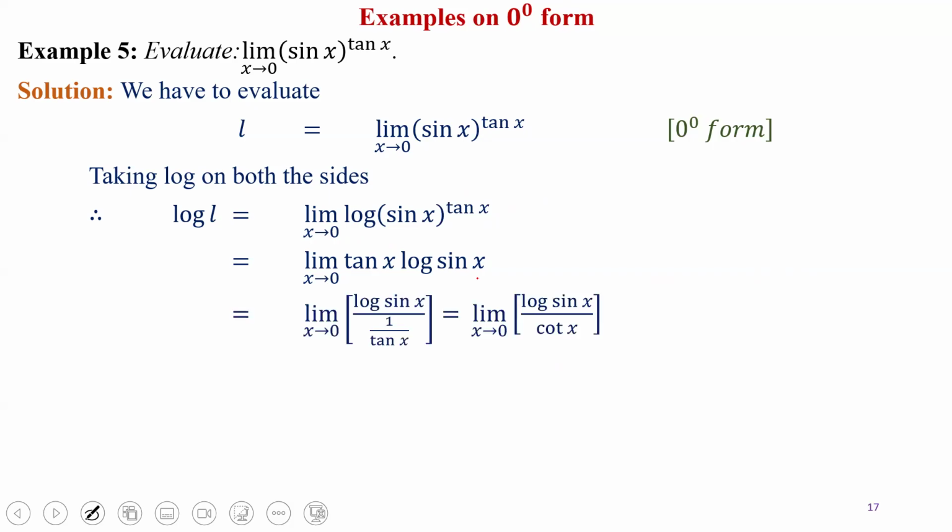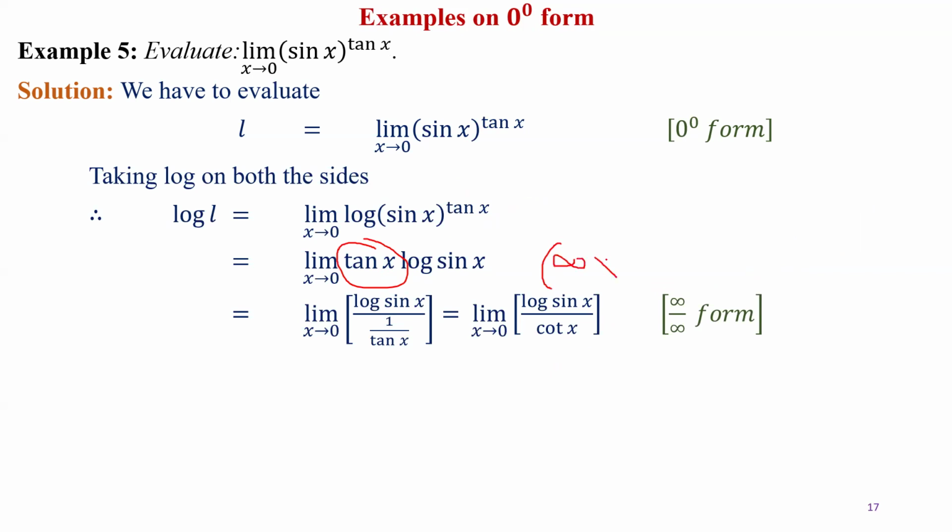Now, if we substitute the limit over here, we first put the value of tan x. Tan 0 is 0, and this is of the form tan 0, so it is infinity multiplied by sin 0 which is 0, and log 0 is infinity. So it is infinity into infinity form.